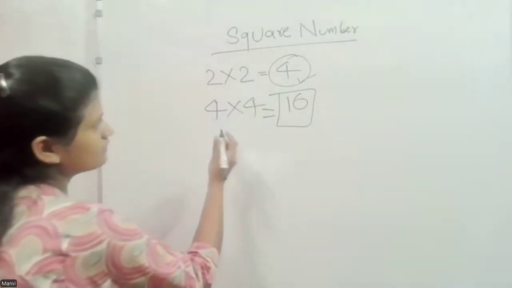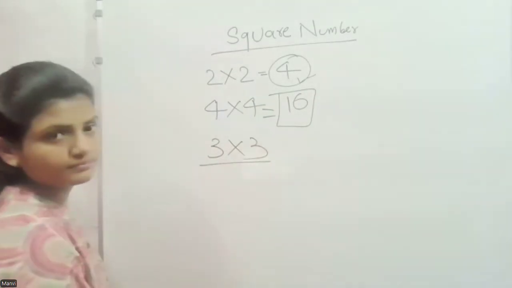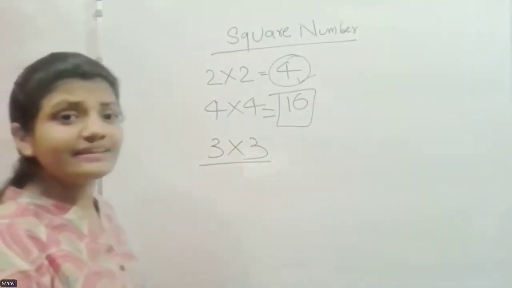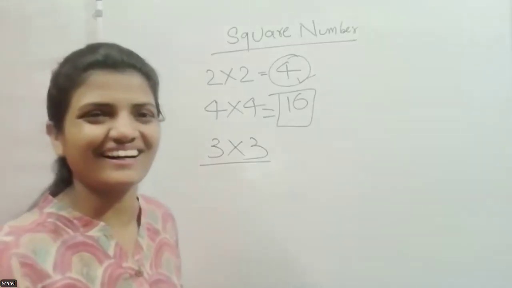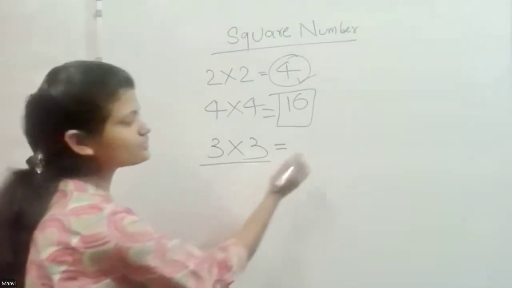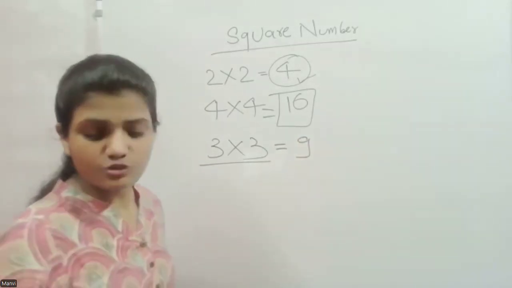So, is this a square number? No, that's the multiplication. Yeah, this is a square number. Don't get scared, Riyans. It's a square number because the answer was 9. So this is a square number.